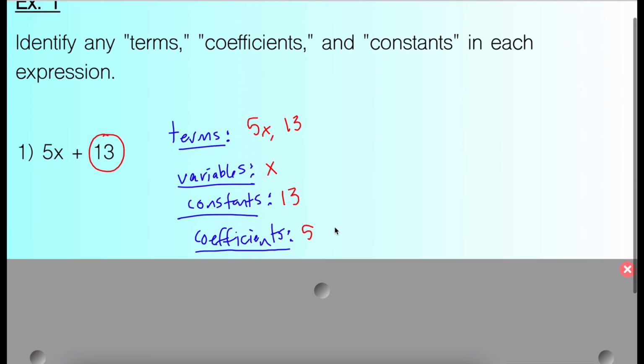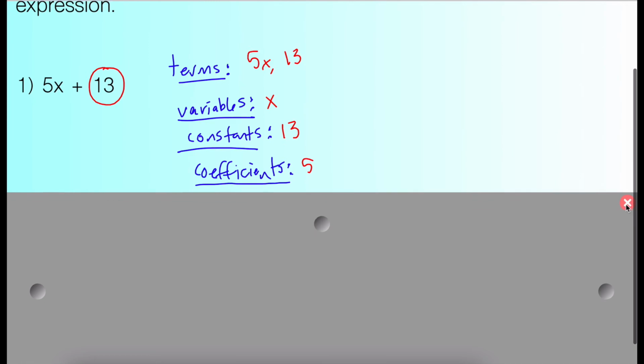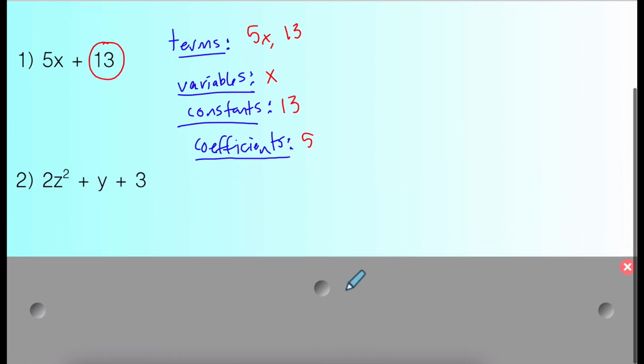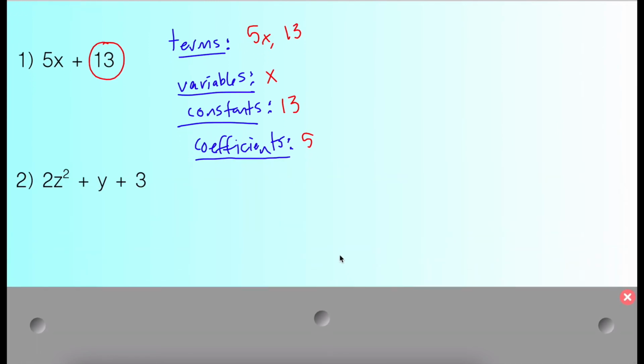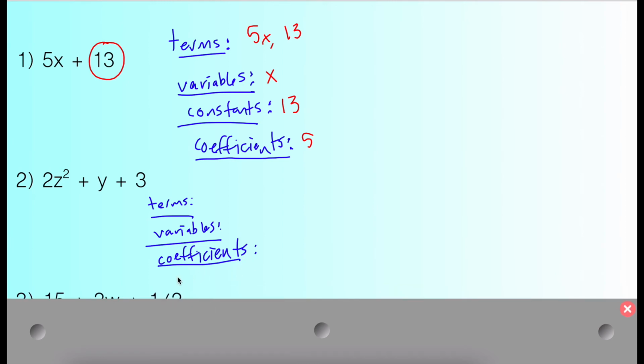Let's do one more of these before we wrap this video up. All right, kind of funky looking, but we can do this. Let's make our list. So we've got terms, variables, coefficients. I'll list that next since it goes along with variables. And lastly, constants.